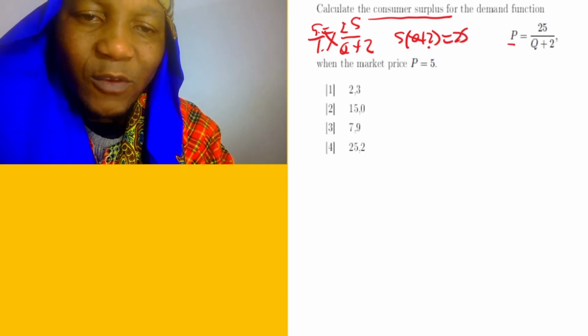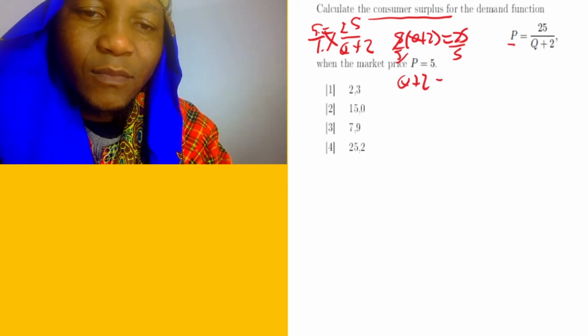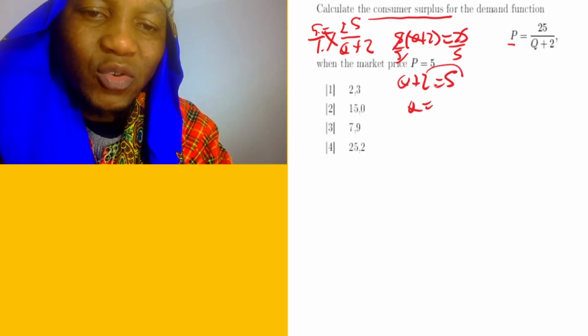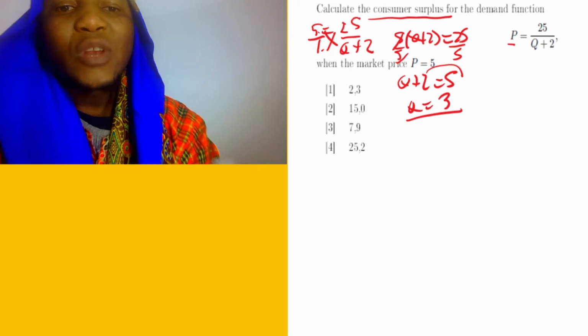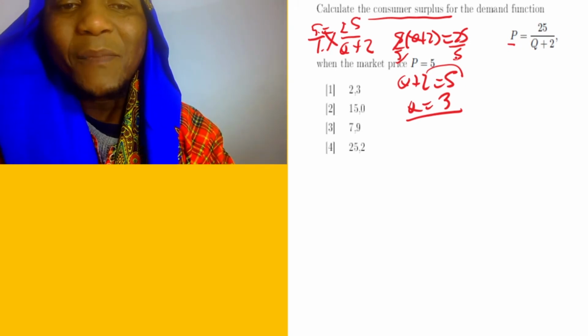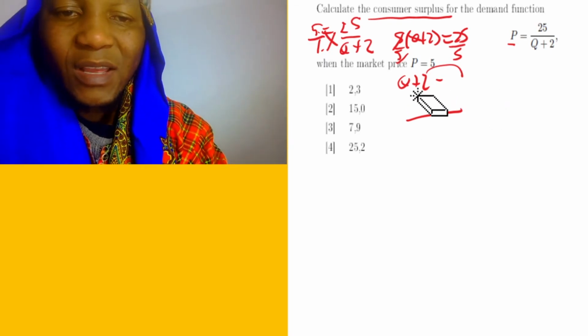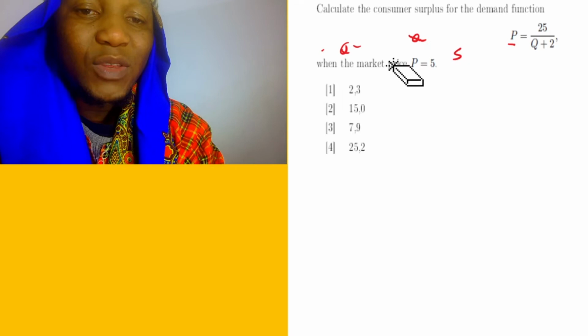So we want to get the value of Q. I can divide by 5 throughout, this and this cancel. So Q plus 2 equals 25 divided by 5, equal to 5. Take the 2 over; when you move it over, it becomes minus, so Q equal to 3. So now we know the value of Q. After getting the value of Q, getting the consumer surplus is very easy. Let me show you how we can get it. So Q equal to 3, we know.